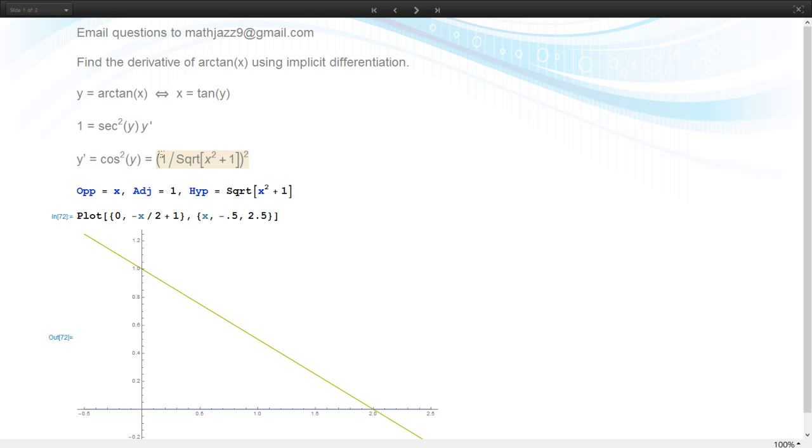And then we know that we can split up this fraction like so. The square of a fraction is the square of the top divided by the square of the bottom. So instead of taking the fraction and squaring it, we square 1 and get 1. And we square the bottom, where the square root and the square will cancel, and we're left with x squared plus 1. And this is now the derivative of arctangent of x in terms of x, and the solution to our problem.